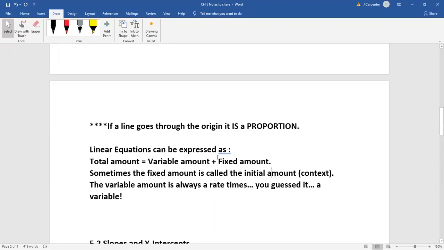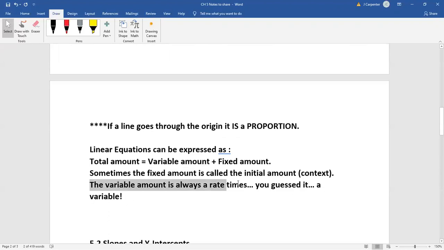Now, the fixed amount is just adding a number. Every single time we just added the 10, or we added the 20, or we added the 100, or we added the whatever it was, the weight of the bucket, or the 100 miles that was already on the tripometer, or the $20 for the fee. That's just added. There's no variable next to it. But the variable amount is called a variable amount because guess what it has in it? You guessed it, a variable.